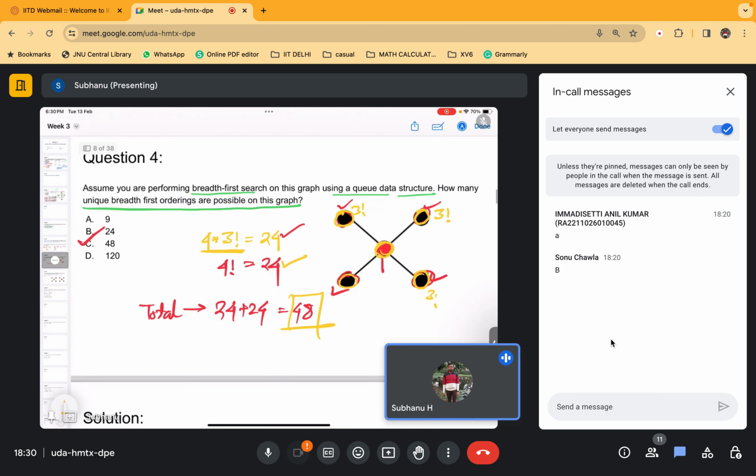And if this middle node is here, so if you start from this middle node, you have how many choices? You have 4 ways you can go. So that's why you have 4 factorial choices, which is also 24. So that's why total 24 plus 24, 48 choices.